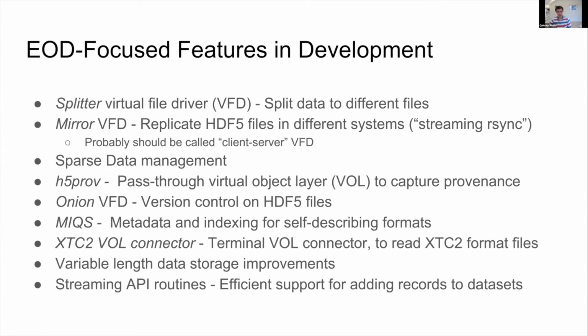So reframing this back into HDF5, we'd really like to have a pair, in this case, of virtual file drivers, things that deal with bytes and offsets in the files, that split the data up into multiple files, and maybe could be stacked on top of this mirror VFD or a client server VFD to send data to a remote system. That's one set of capabilities. We need to enhance sparse data in HDF5. The H5 Prov, the provenance capturing, as well as this version controlling, both very valuable for the LCLS use cases.